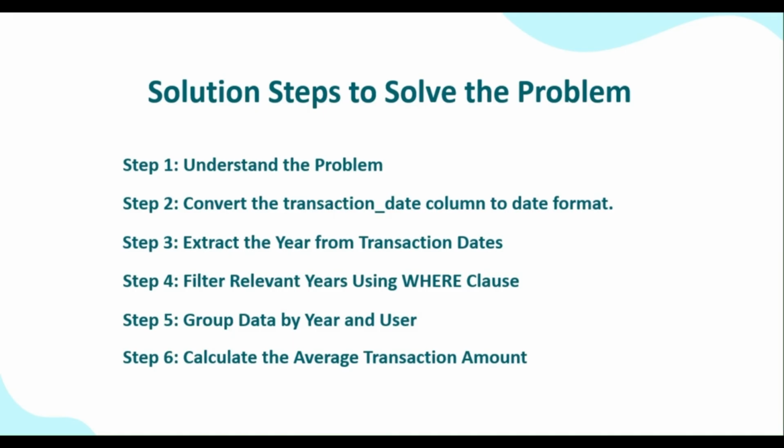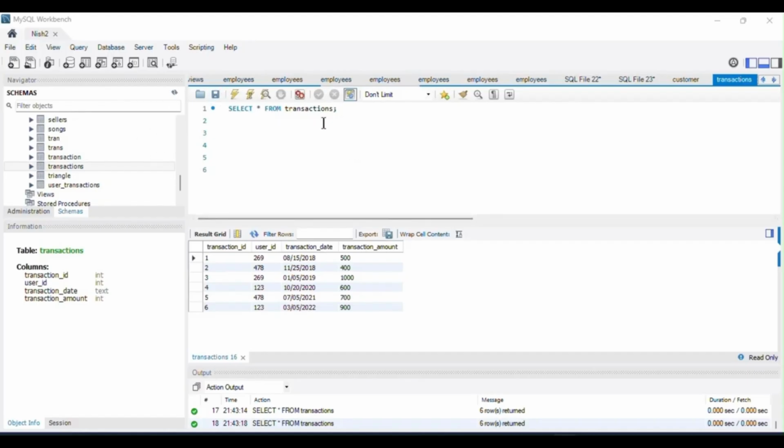So let's now move on to MySQL Workbench to implement this. Guys, coming to the interface of MySQL Workbench, you can see that this is the transactions table, which is our input table. We have been asked to calculate the average transaction amount per user for each user, specifically for the years between 2018 to 2022. Since our first step was to convert the transaction date column to date format, let's first do that. So here I'm just going to begin writing my query.